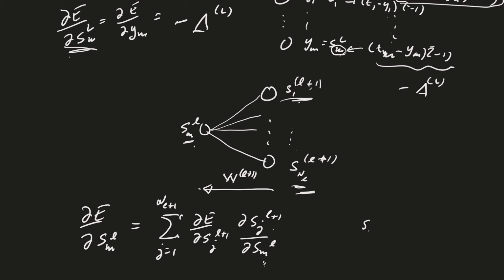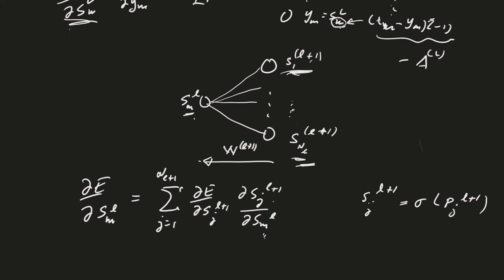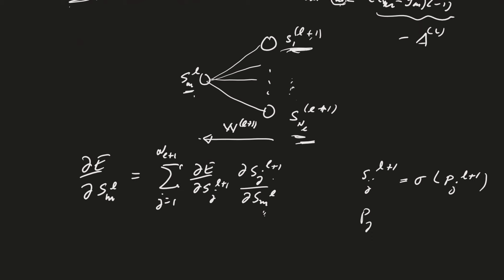Now, how is S_j^{l+1} attached to, or how is it using, S_m^l? Well, S_j on this outer layer, right, is equal to sigma, just like we did before, of the pre-state of that, which is just going to be our W. That's going to be the W that's attached between this mth node and the jth node. So do you remember how to write that? Yes, that's W_jm^{l+1} times our S_m^l plus whatever else, right?